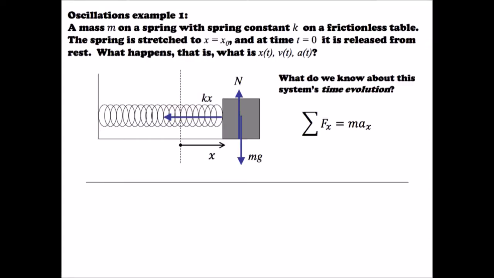So let's imagine that you have a massless spring and it has a spring constant k, and you pull the spring back to a distance x naught at t equals 0, and you're going to let go. And I'm going to ask you, can you tell me the position as a function of time, the velocity as a function of time, and the acceleration as a function of time?